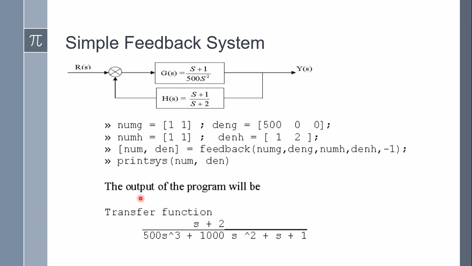Now this feedback command can be used only for a simple feedback system like this. Now if you have multiple feedback systems, then in that case, how is it considered?